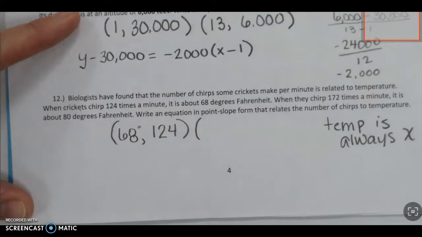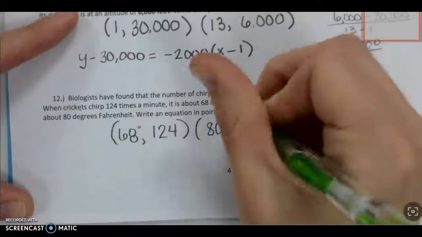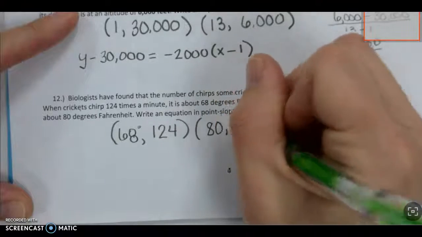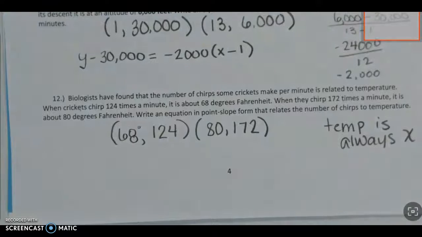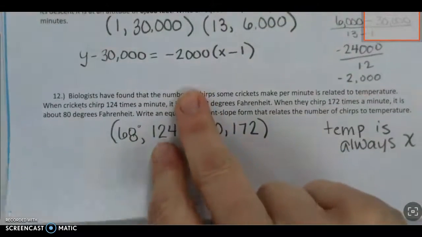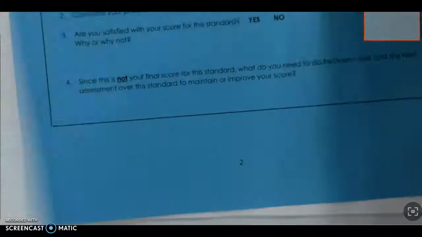Okay, when they chirp 172 times in a minute, it is 80 degrees Fahrenheit. It was 80 degrees, and it is 172 chirps per minute. So we just want to talk about how you get them into the coordinates. Once you get them into the coordinates, you know what to do with them. It's just making sure that you know what's X and what's Y. Okay, let's just practice another one. Let's see what else we got here, and then I'll let you go. Let's see what other kind of X's and Y's we have.